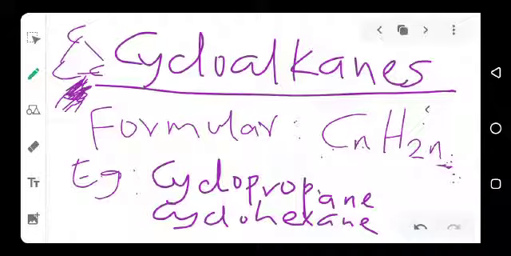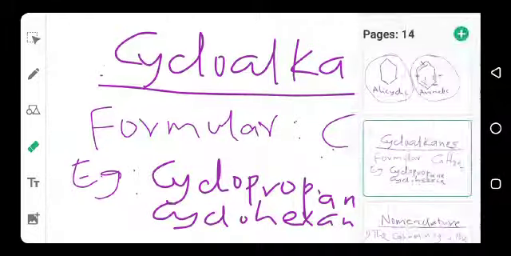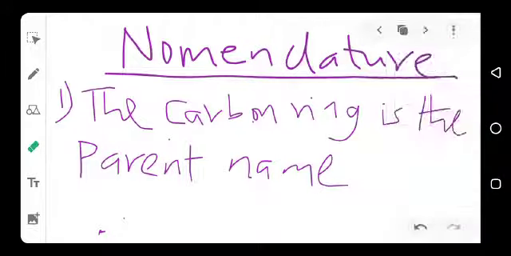So this is the shortest member, or the smallest member, of a cycloalkane, the one with 3 carbons, which we call cyclopropane. So from cyclopropane we have cyclobutane, cyclopentane, cyclohexane, and so on and so forth. Now how do we name this cycloalkane? The nomenclature. In naming a cycloalkane, we take the carbon ring as the parent name.